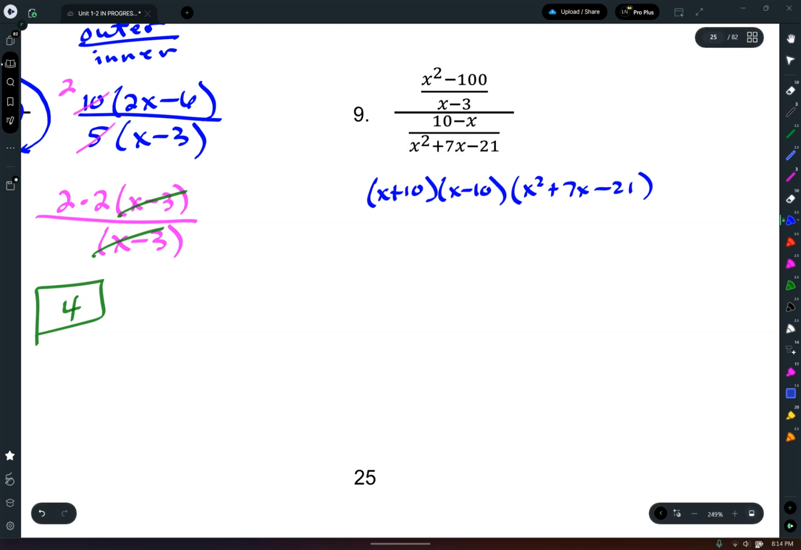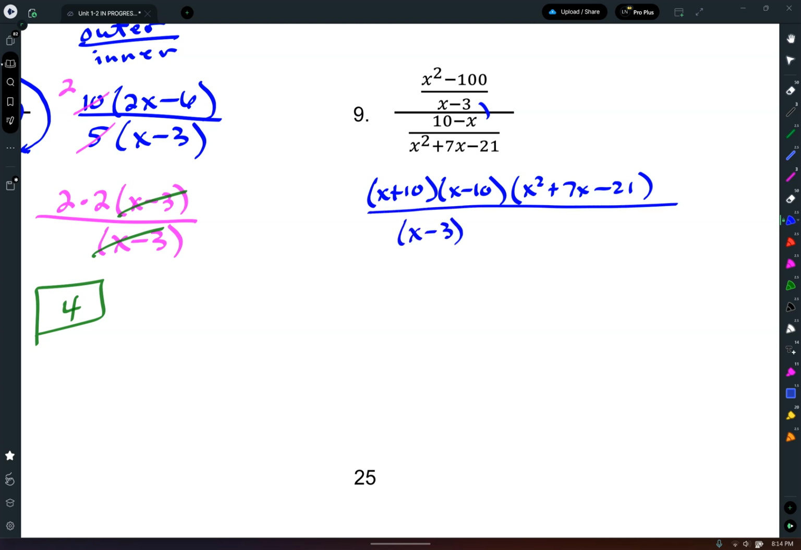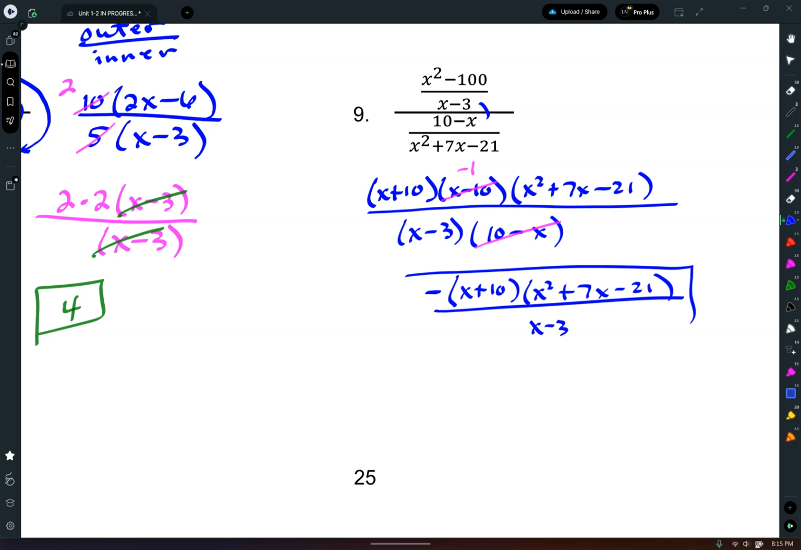Okay, and now I'm going to do inner. So I have x minus 3 and 10 minus x. Neither of those will factor individually. So in this case, the only thing I can do to simplify is I can cancel these, and it's going to leave a negative 1. That's the only thing that I can do. I know it doesn't seem like you did it right, but that's fine. Sometimes not a lot cancels. I am going to write that negative out in front just because. And then I have x plus 10 and x squared plus 7x minus 21 over x minus 3. And that's the best we can do.